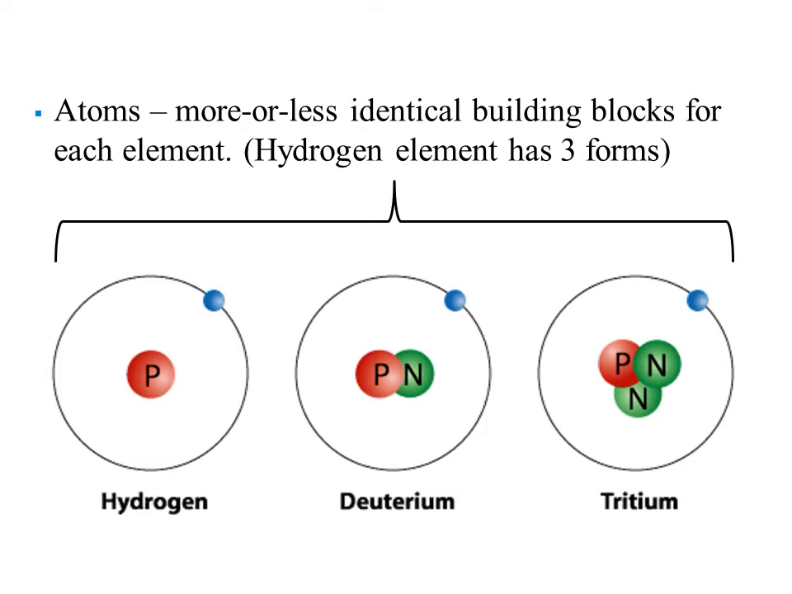One example is hydrogen. The hydrogen element has actually three isoforms or three variations. They are hydrogen, deuterium, and tritium. They are all hydrogen because they all have one proton. They are isoforms of one another because they have different numbers of neutrons. So deuterium has only one neutron and tritium has two neutrons, but all of them are actual isotopes of hydrogen or isoforms of hydrogen.